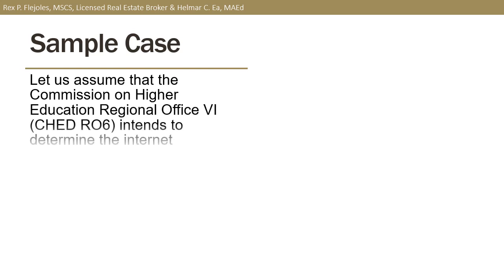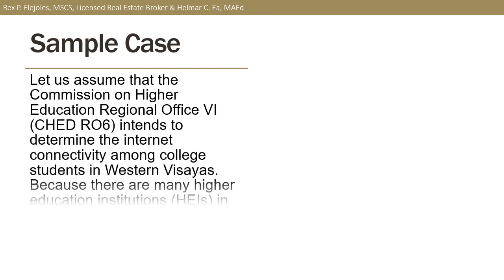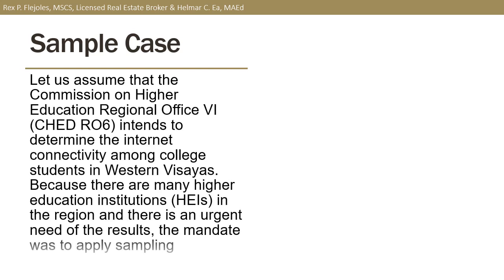For better understanding of the difference among sampling techniques, the following example is provided. Let us assume that the Commission on Higher Education Regional Office 6 intends to determine the internet connectivity among college students in Western Visayas. Because there are many higher education institutions in the region and there is an urgent need of the results, the mandate was to apply sampling.